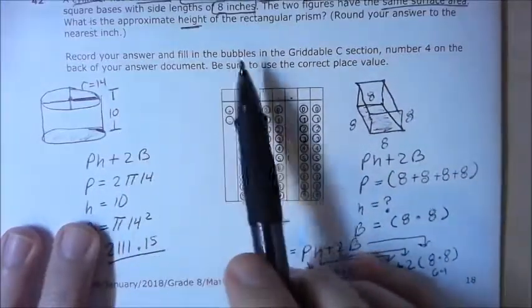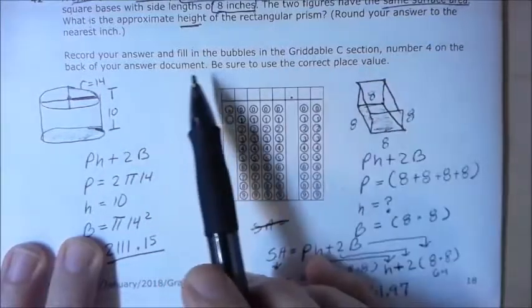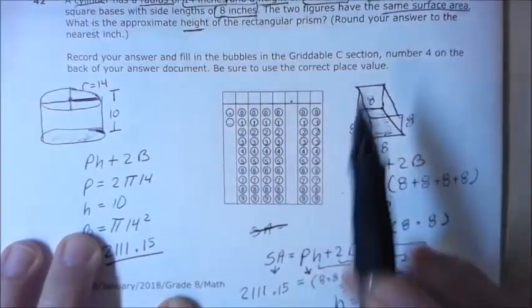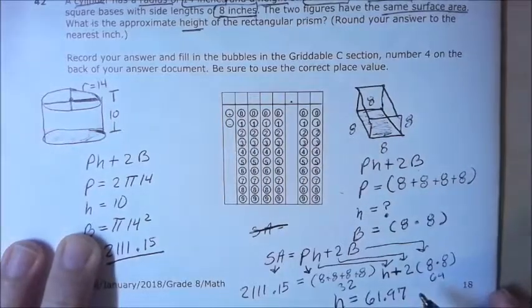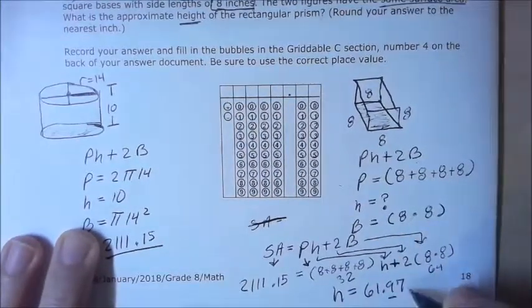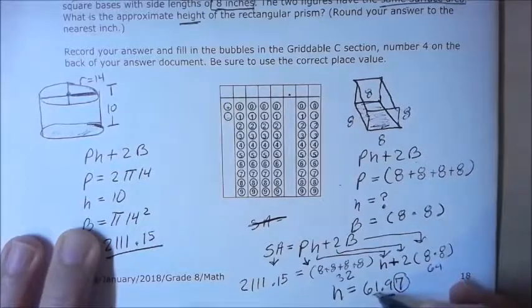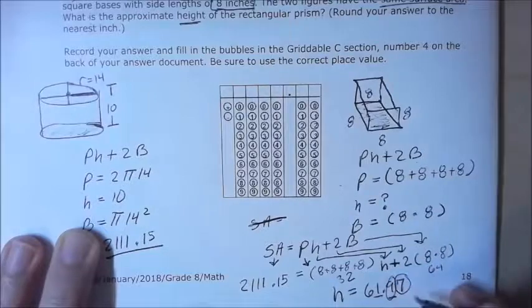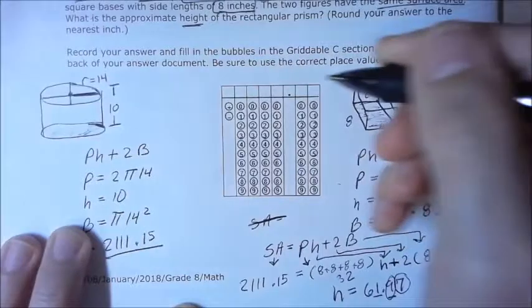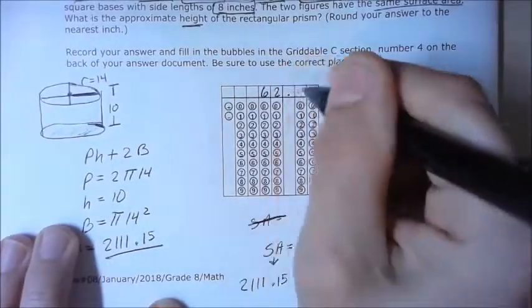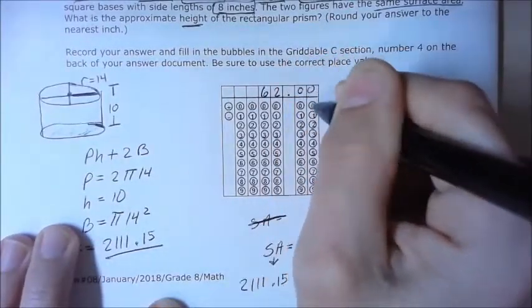And it tells us, if you look up here, that this is a decimal. It says record your answer and fill in the bubbles in a griddable on the back of your answer sheet, and be sure to use the correct place value. Then they have this note down here that says round your answer to the nearest inch. Well, if we're rounding 61.97 to the nearest inch, there's our 9, and we have this 7 right here, so we'd round this up to 62 either way. So let's put it is 62 inches in height.